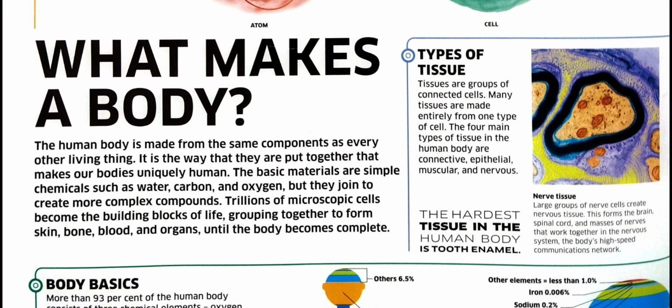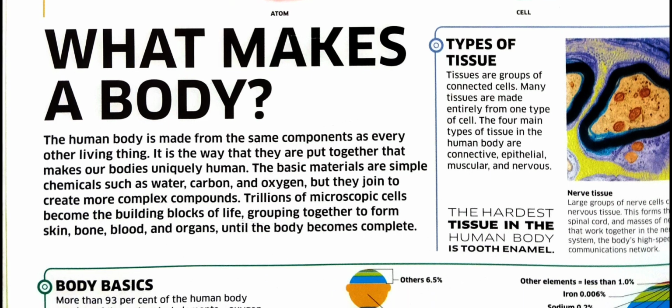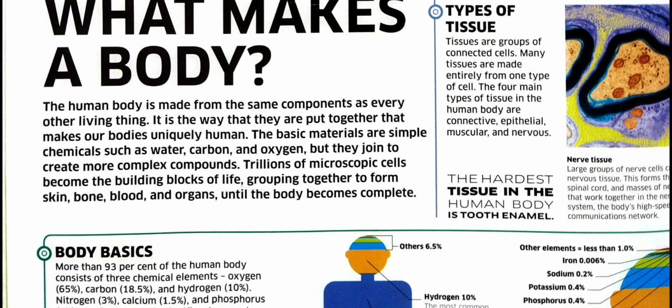And what makes a body? The human body is made from the same components as every other living thing. It is the way that they are put together that makes our bodies uniquely human. The basic materials are simple chemicals such as water, carbon, and oxygen, but they join to create more complex compounds. Trillions of microscopic cells become the building blocks of life, grouping together to form skin, bone, blood, and organs until the body becomes complete.